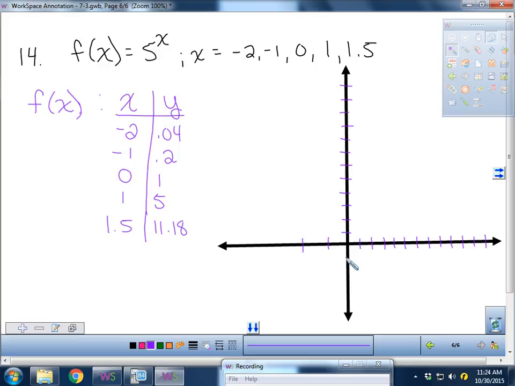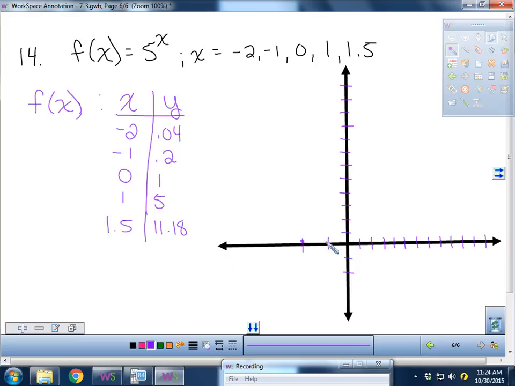Okay, and also down to -2. And you want to make sure you're evenly spaced. Mine is not perfect, but it will work for today. So I'll graph these points, -2, and then up 0.04, so that's not very far. And remember, these aren't going to be perfect.